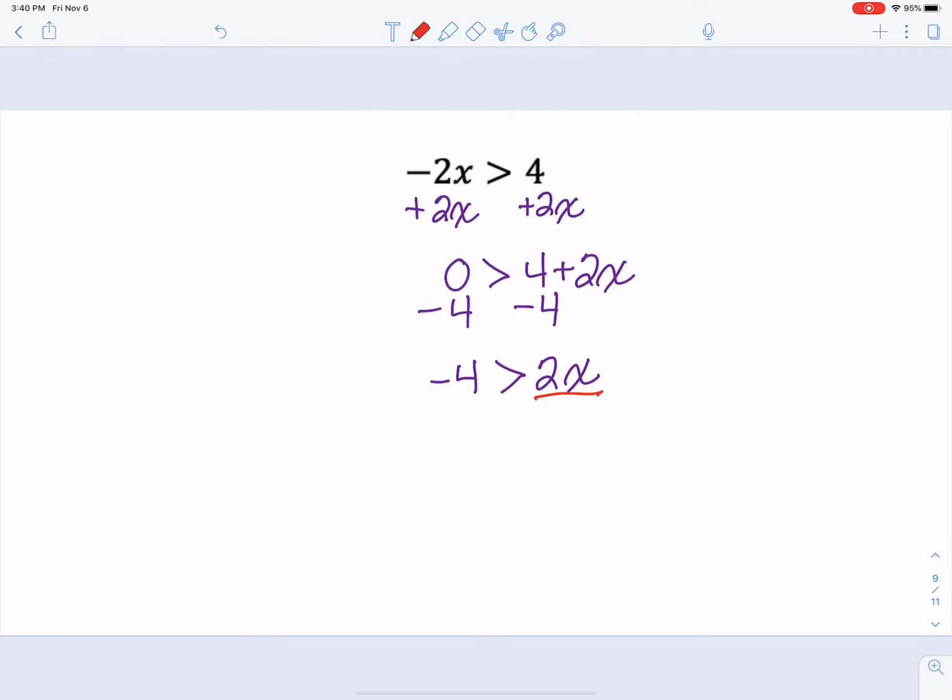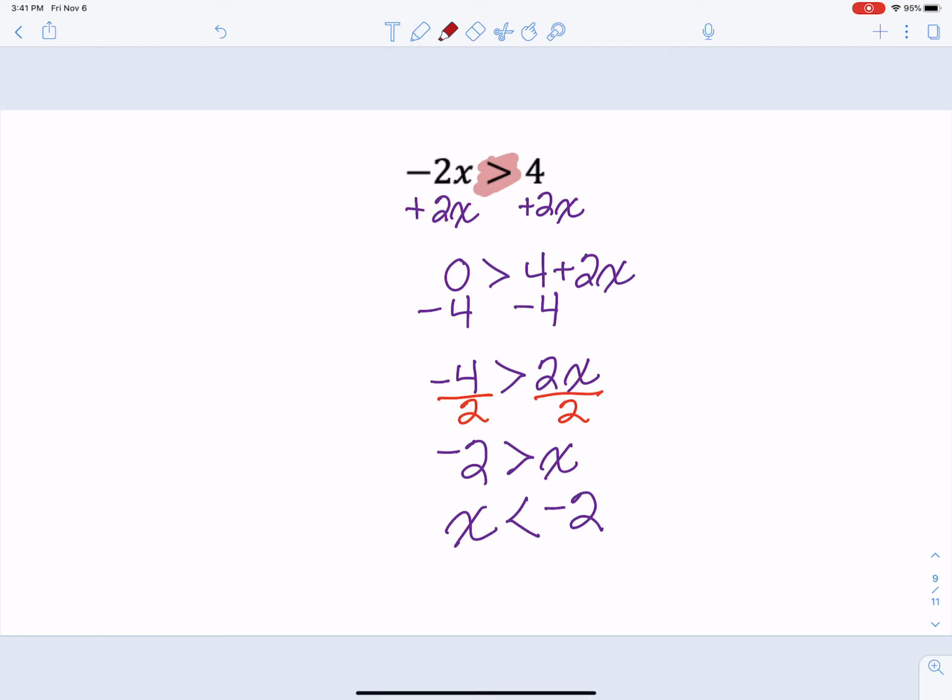And now I'm going to divide both sides by 2 so that I'm isolating my x on the right side. And I'm left with negative 2 is greater than x, which means that x is less than negative 2. You can see we started with the inequality symbol as greater than, and our solution wound up with it less than.